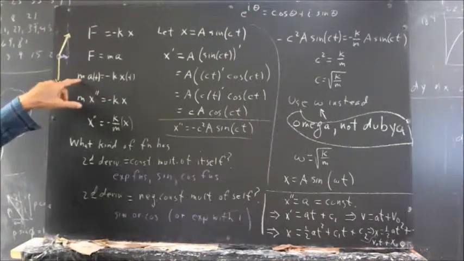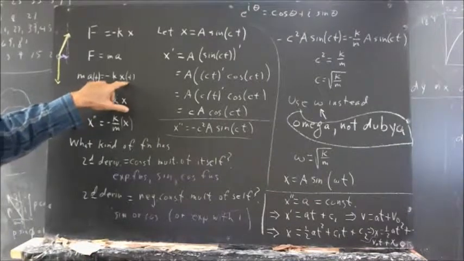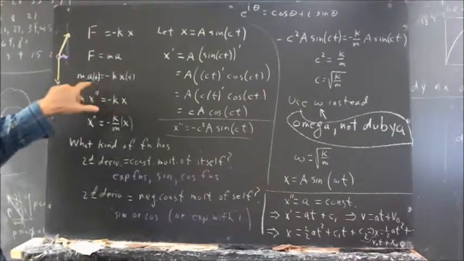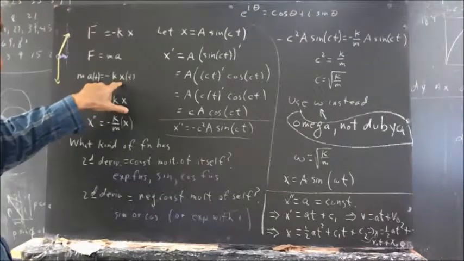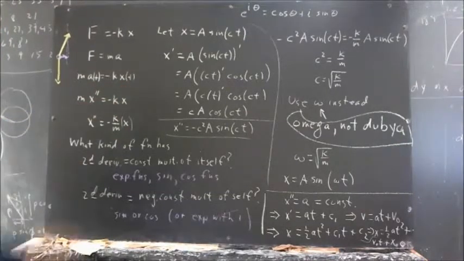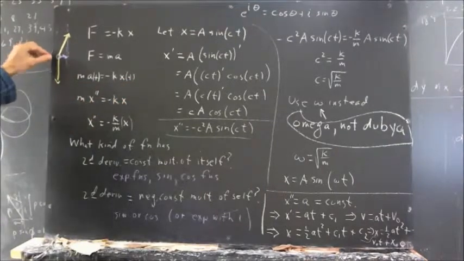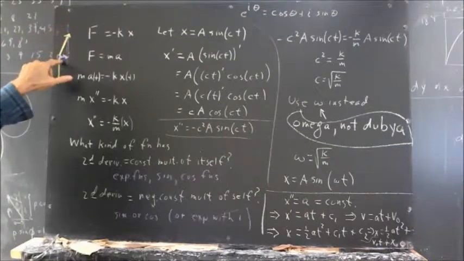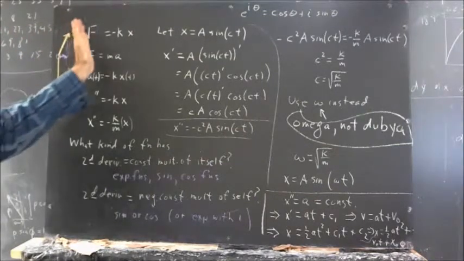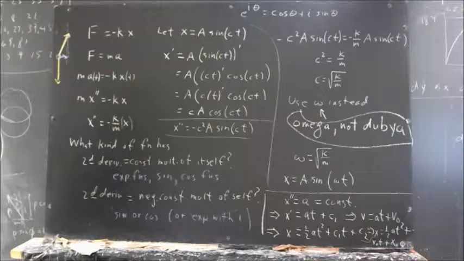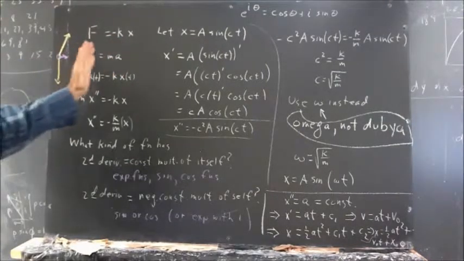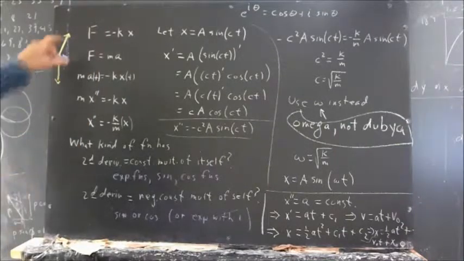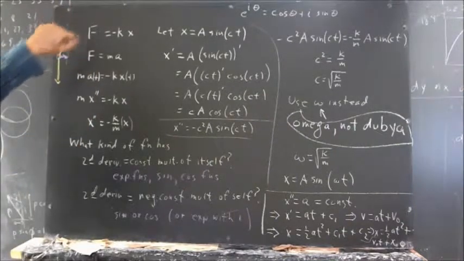Now I chose to write ma of t equals negative kx of t, where a of t indicates the acceleration is a function of time, and x of t indicates that x is a function of time. And we want to apply this to the pendulum as it's freely swinging, because the closer it swings to equilibrium, the less force there is. The further it swings out from equilibrium, the greater the magnitude of the force. The force is always in the direction opposite the displacement from equilibrium. So very easy to understand where this comes from.